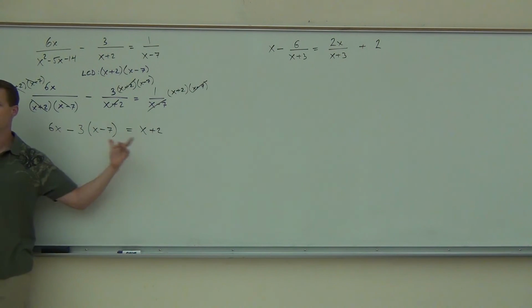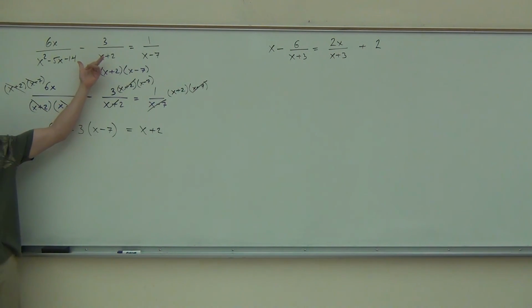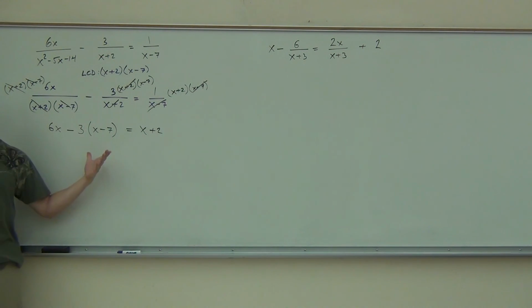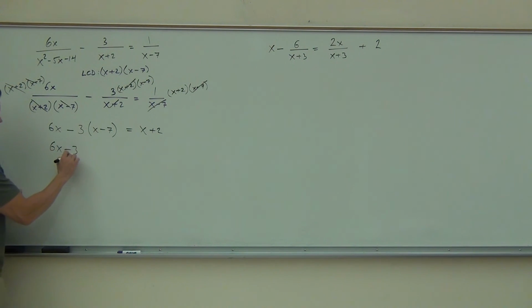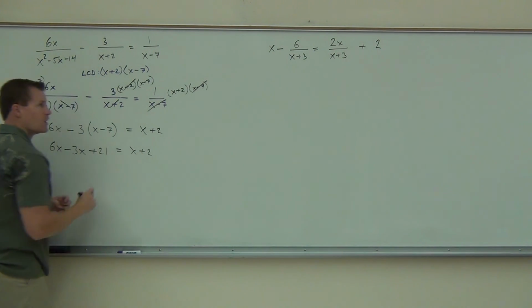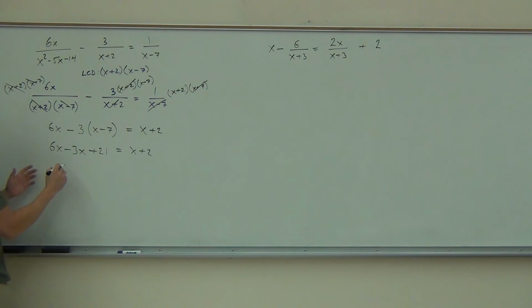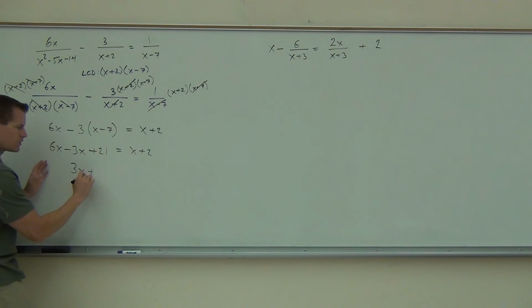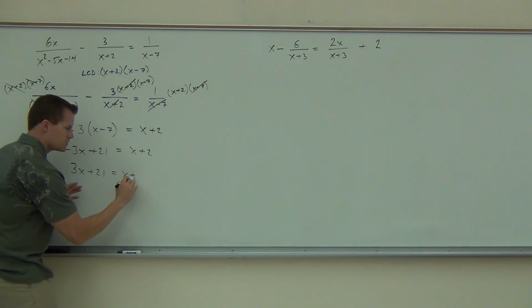This is a very basic problem considering we started with that. I mean, just one step, and we have something very nice. We're going to distribute. So 6x minus 3x, and of course we're going to get plus 21. Do you see where that's coming from? Equals x plus 2. We're going to combine some like terms if we can. Here we have 3x plus 21 equals x plus 2.